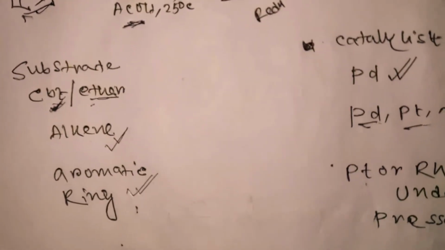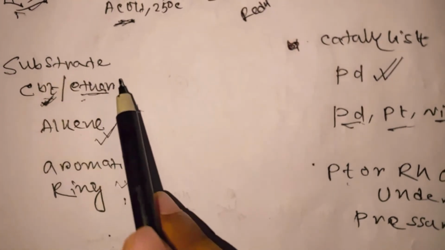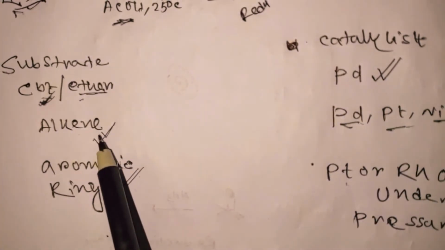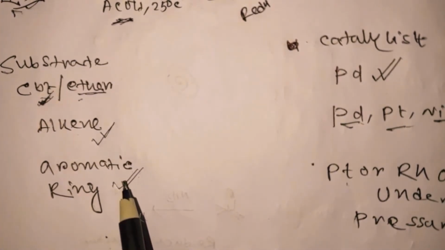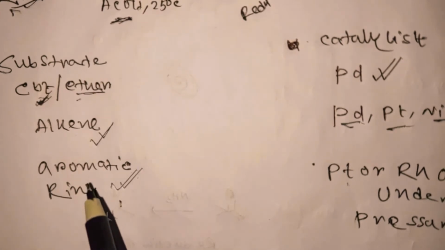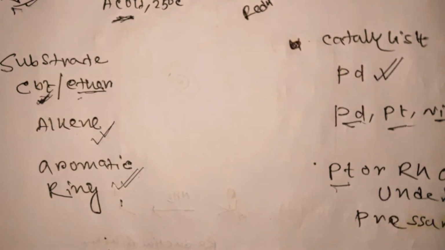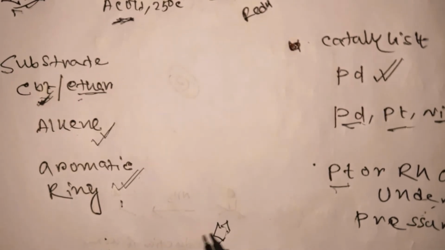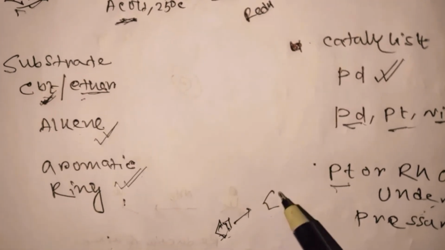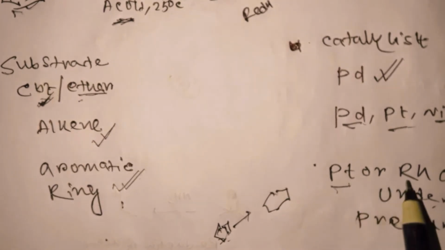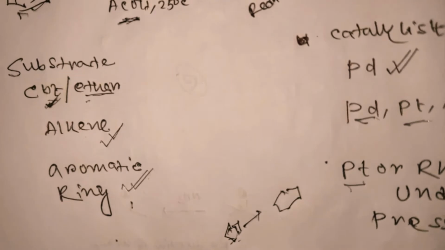Next, this chart is very important, that is which substrate can be reduced by what. For reducing the aromatic ring, you will find questions in various types of exams that they use platinum or rhodium catalyst under high pressure. If you forget that, you might keep the aromatic ring as it is, but that is not the case. It will be reduced in the presence of platinum or rhodium catalyst.